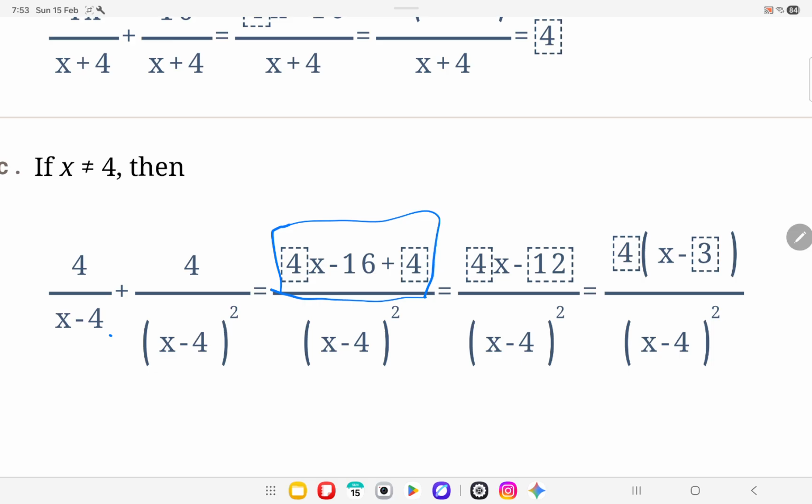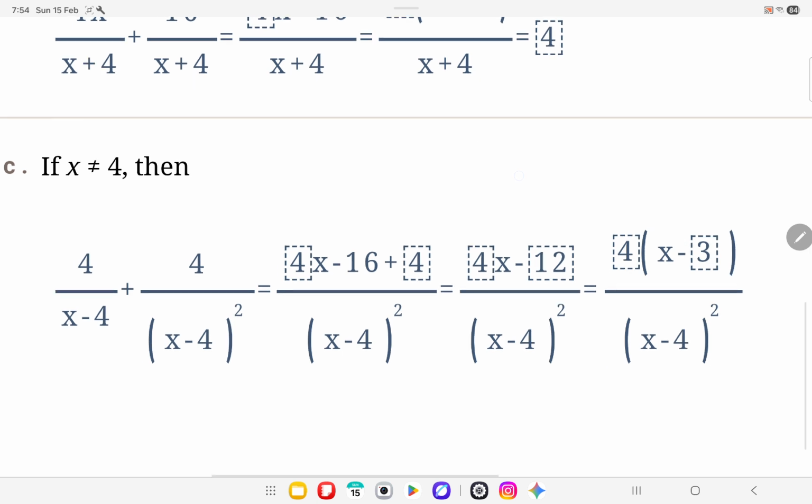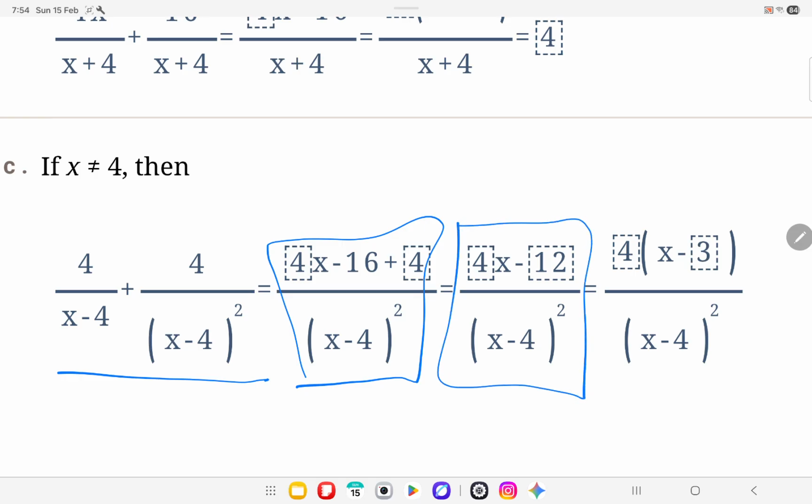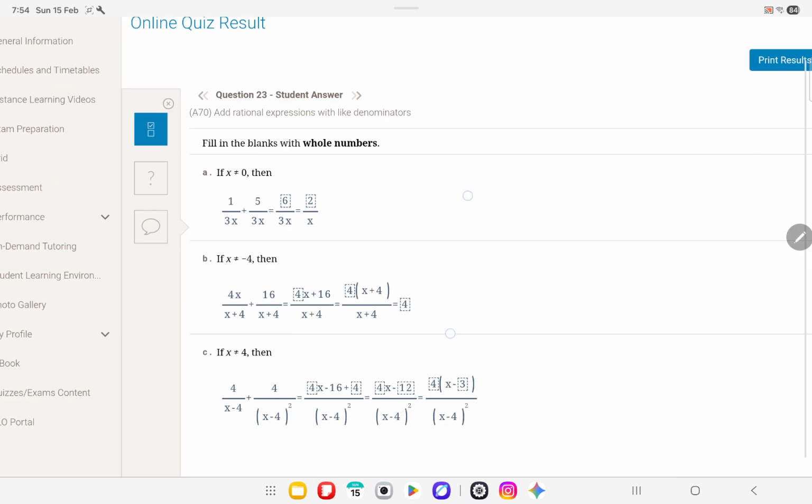Here, all we need to do is combine negative 16 plus 4. It will be negative 12. Then we take the common out. It will be 4 times x minus 3 over x minus 4 squared. So again, just to recap, in this part of the question, we made the denominators the same, so this is what we got. Then we combined the negative 16 and 4, and we got this. Then we took the common out, which is 4, and we got this. Simple.